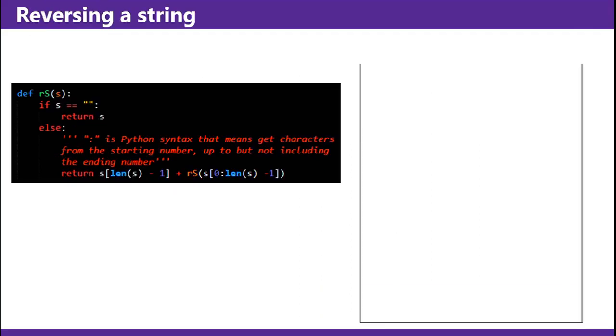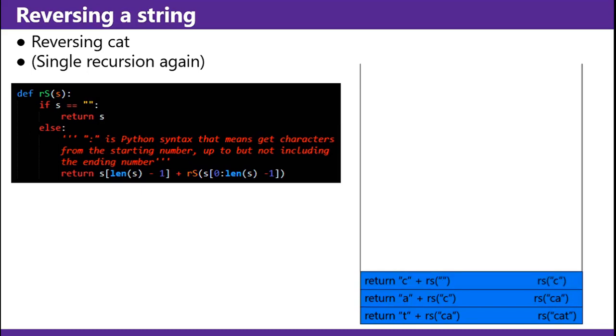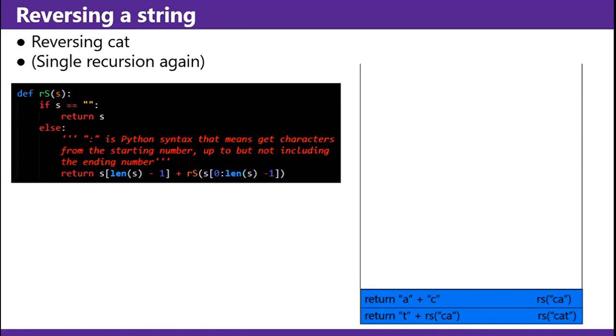Reversing a string. Reversing cat. Single recursion again. You do t plus reverse ca. a plus reverse string of c. c plus reverse string of empty string. Reverse string of empty string, you return the empty string back. You return c. a plus c. You return a plus c to t, and you end up returning tac, because that's cat backward.